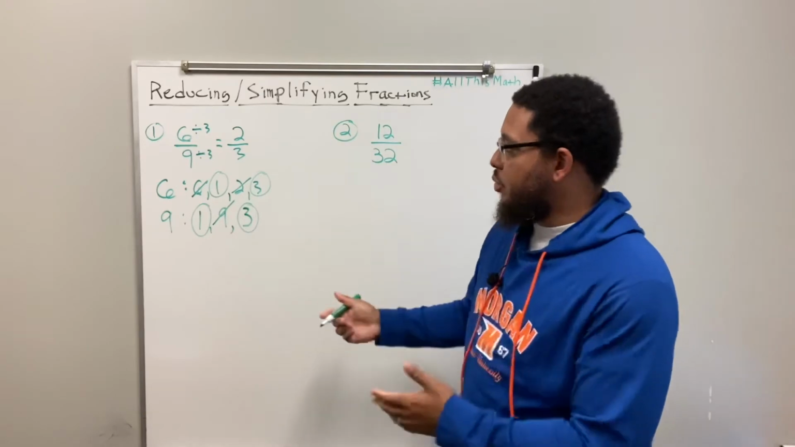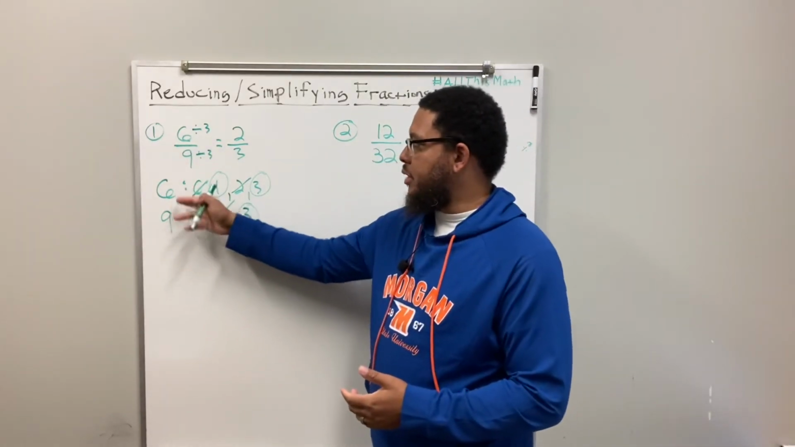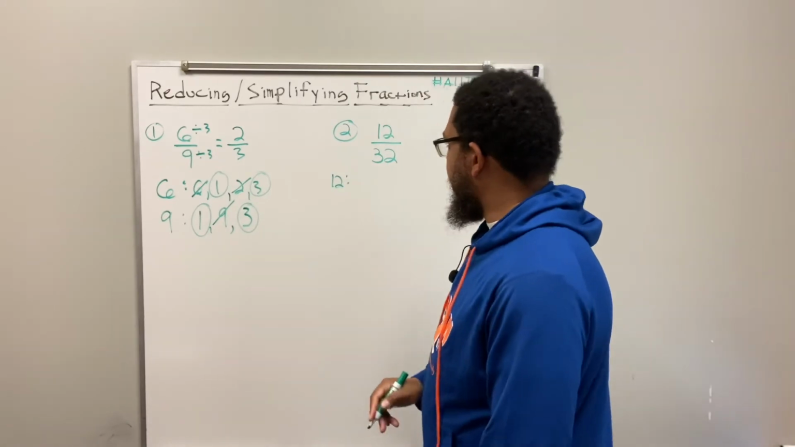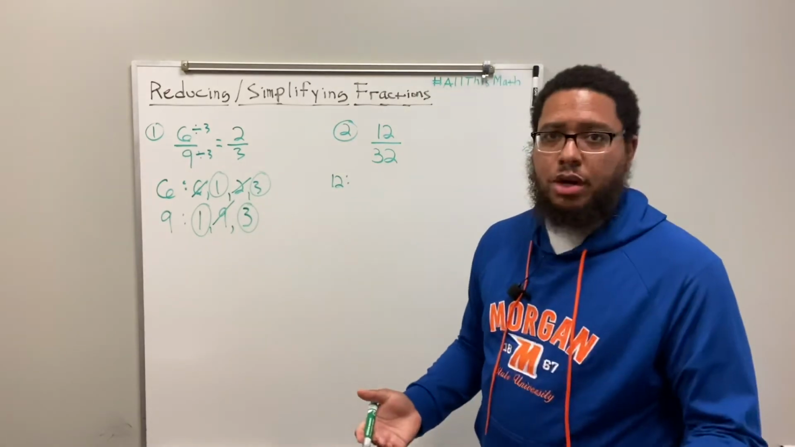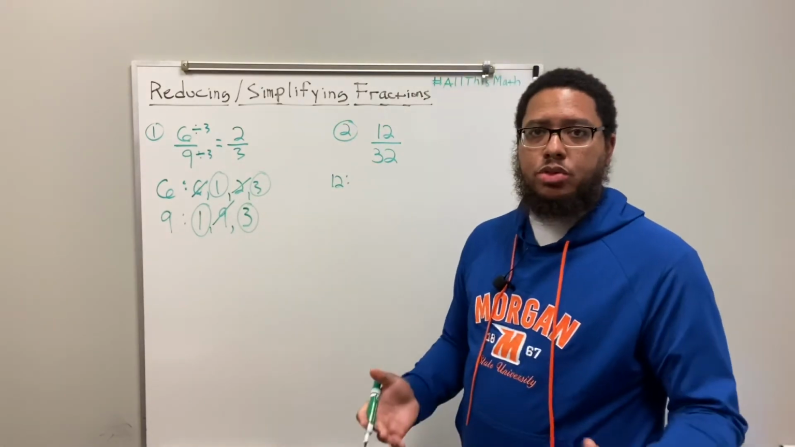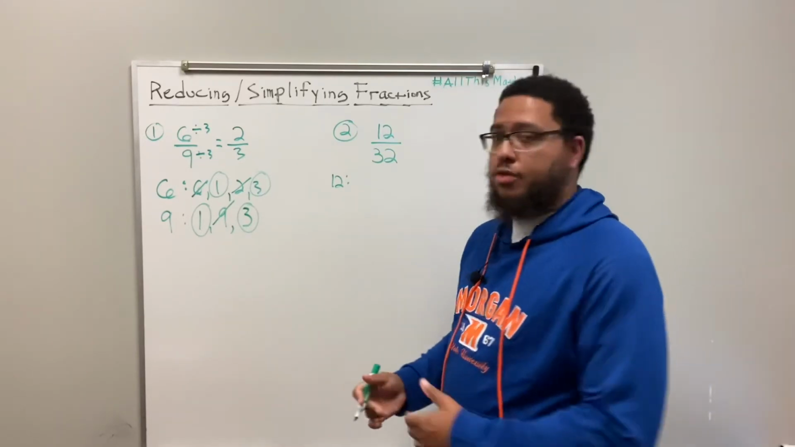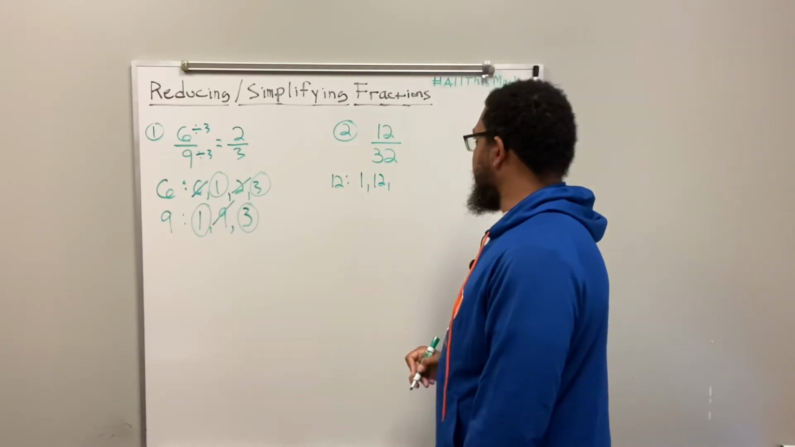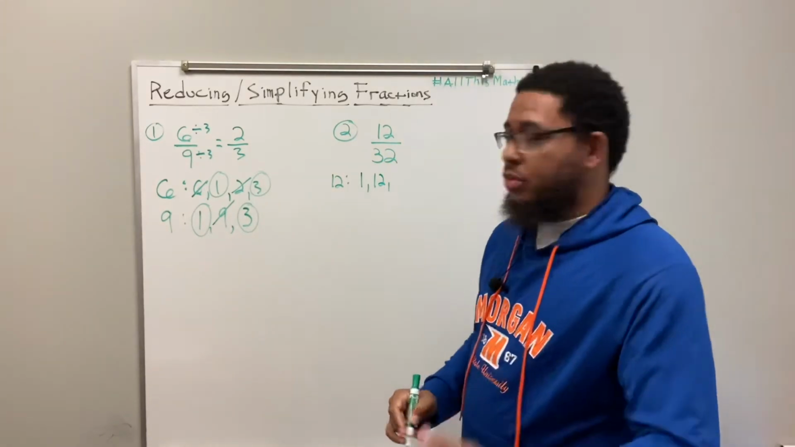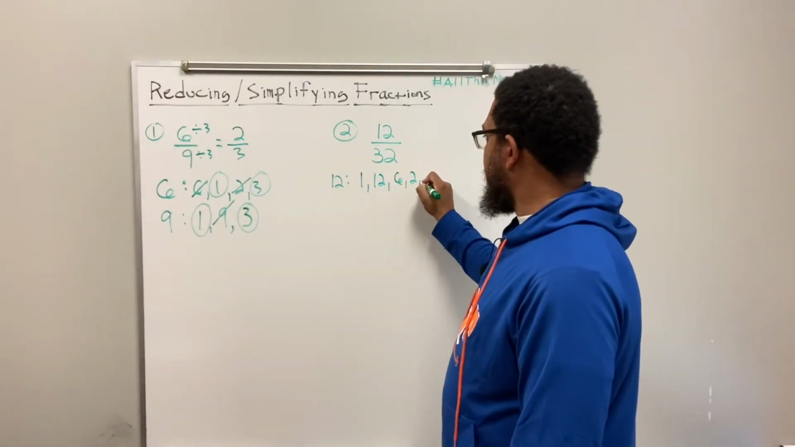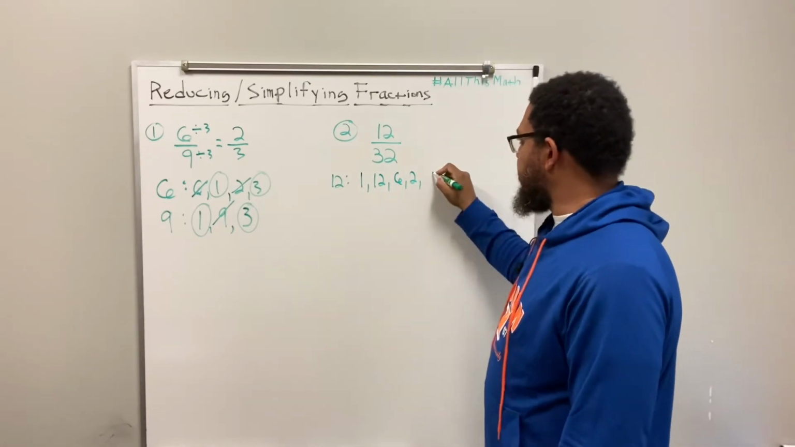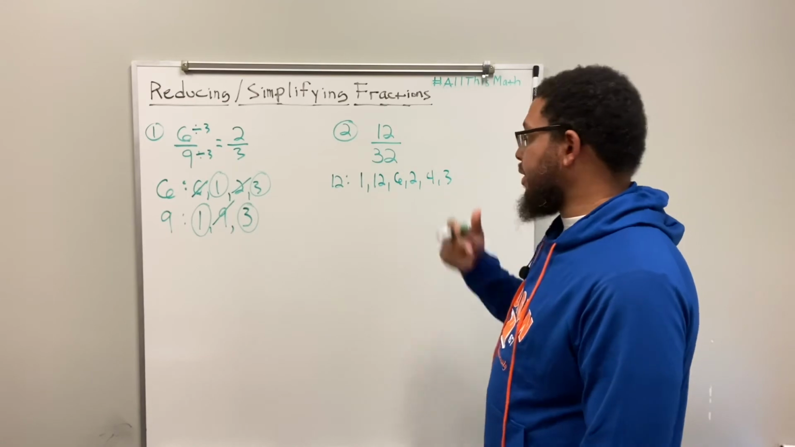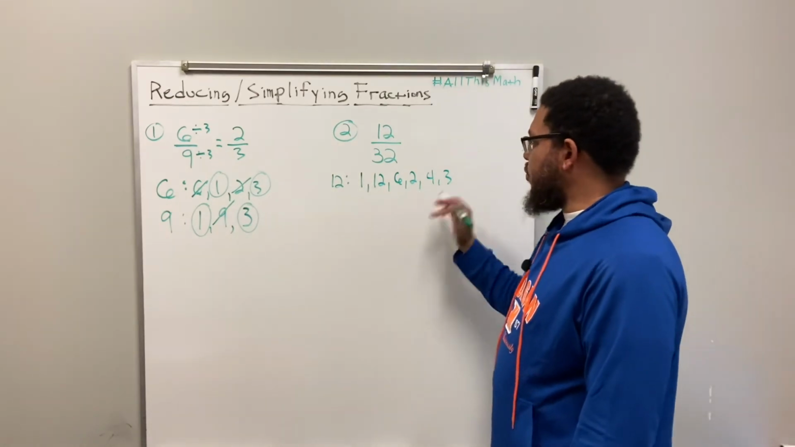So let me do a list, just like I did with the 6 and the 9. Let's do 12, and let's just throw up what the factors are. What numbers can be multiplied together to equal 12? I know I could do 1 times 12. So I got 1 and I got 12. And then what else? I got 6 times 2, and also 4 times 3. Boom. What else? That's it. 1 times 12, 6 times 2, 4 times 3.